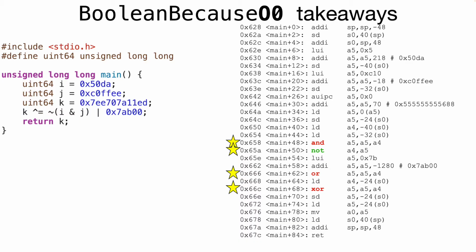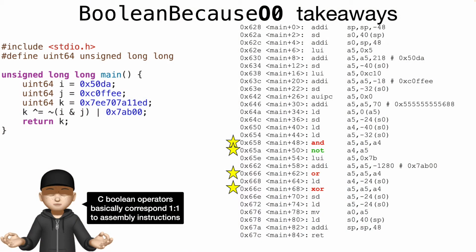So the takeaways from this is that C Boolean operators basically correspond one-to-one to the assembly instructions, and that means the hardest part of this class is over. From here on out, we're mostly just going to be seeing easy things where the C corresponds to the assembly instructions. You've learned about the stack, you've learned about frame pointer storage, return address storage. All the hard stuff is behind you, and from now on, we're just running around collecting new assembly instructions because we're completionists like that.